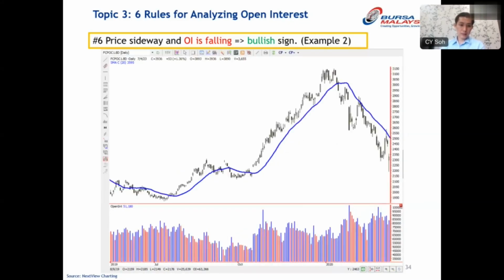Another example here for rule number 6 is that when sideways reducing open interest, it means that the market is going to be bullish soon. So you can see when price crosses above, it is an uptrend. Another example, sideways with a reduced open interest, and then when price breaks up with an increase in open interest, we go back to rule number 1 again. It is a bullish signal.